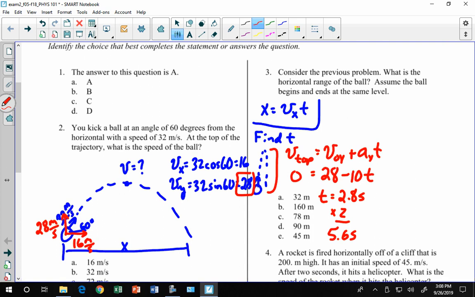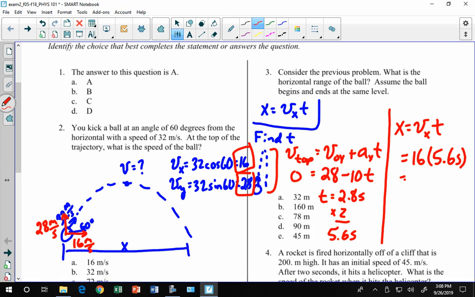Now I'm almost there. Once I do that, I'm almost done. X is equal to Vx times t. And so that's going to be Vx, which is 16. That's right here. Times 5.6 seconds. That's the total time that it's in the air. I get 89.6, or 90 meters. So it's going to be that answer right there. Can I step back through what we did here? Oh, and by the way, I can answer number 2. What is the answer to number 2? The top of the trajectory, what is the speed of the ball?